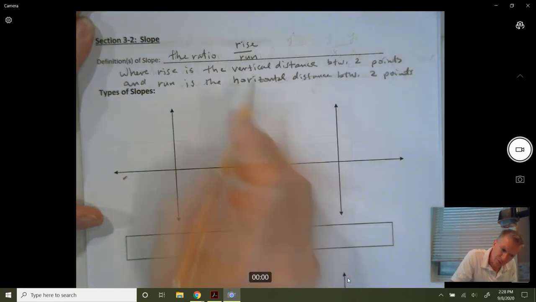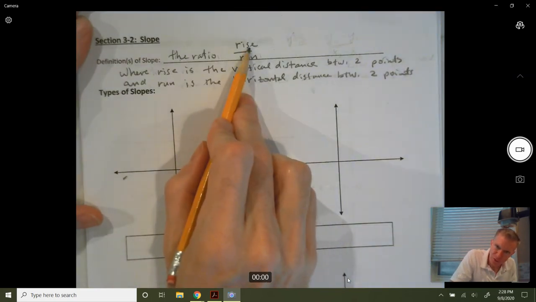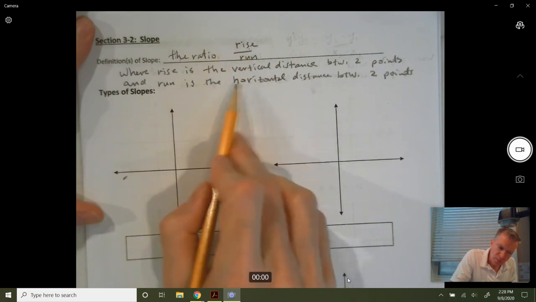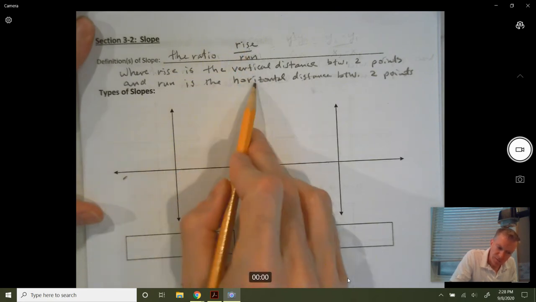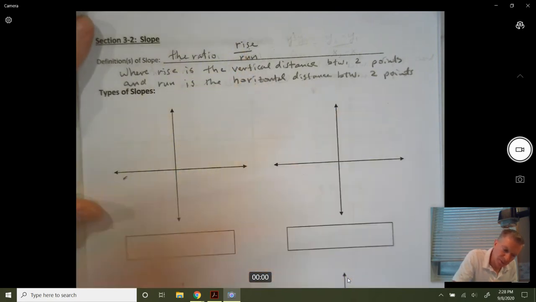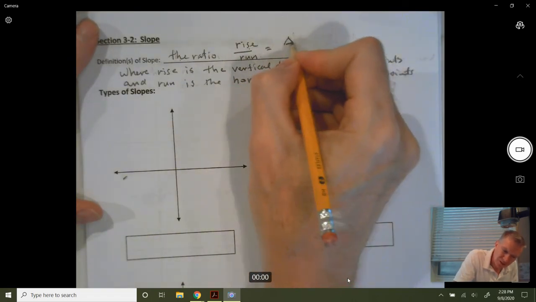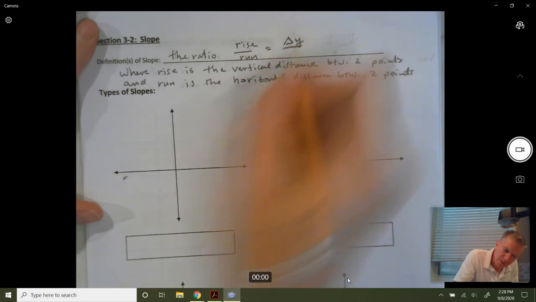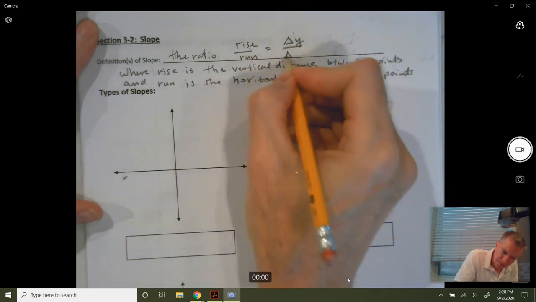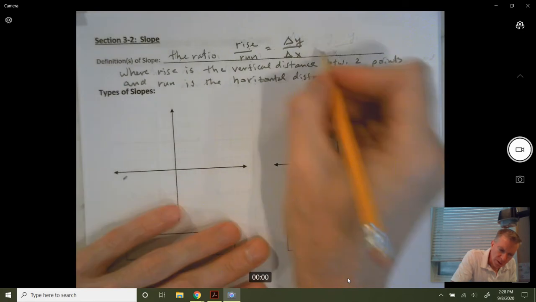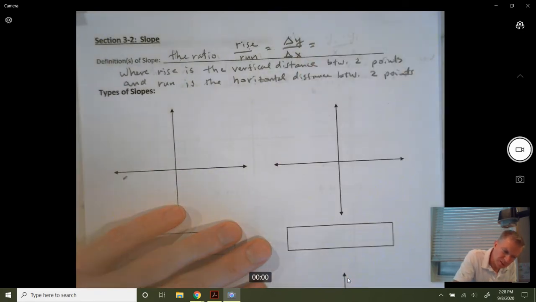Your rise is the vertical distance, how far up and down you go to get to the next point, and the run is the horizontal distance, how far right or left you go to get to the next point. Okay, so sometimes we call the rise the change or delta y, and the run is the change in x between 2 points.